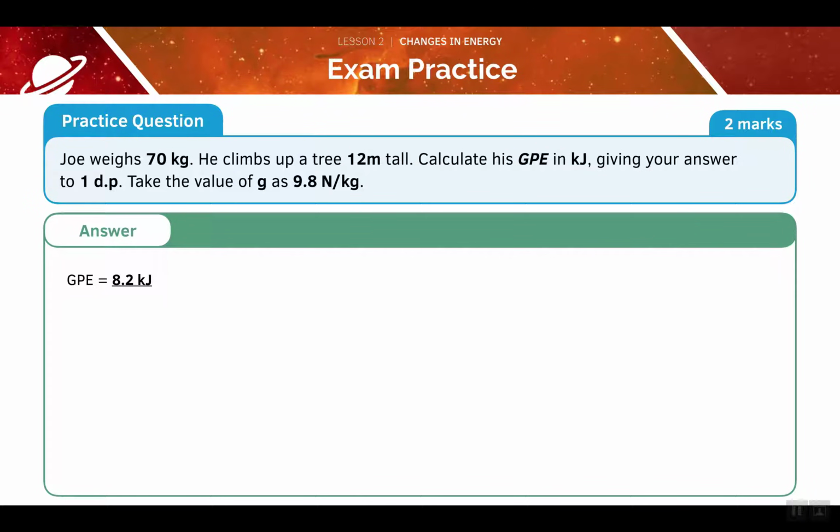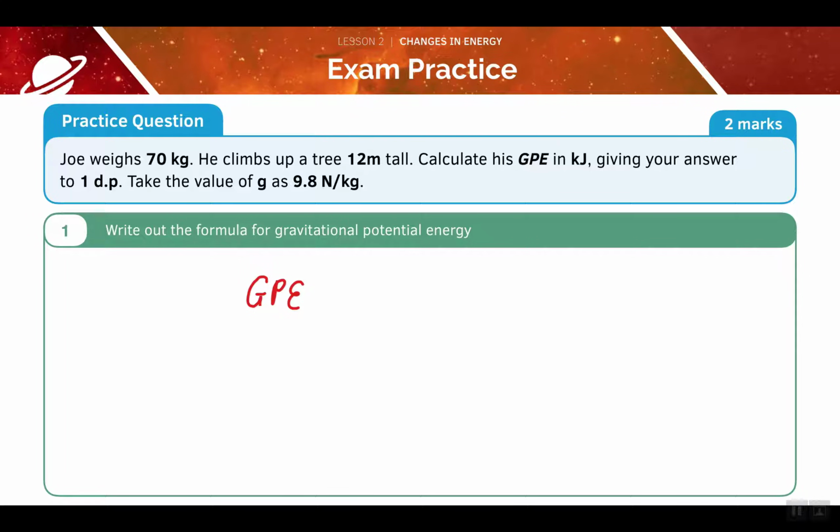The answer to this question is 8.2 kilojoules. Let's see how it works out. Our first step is to write out the formula for GPE. As we've just seen, this would be GPE equals mgh.